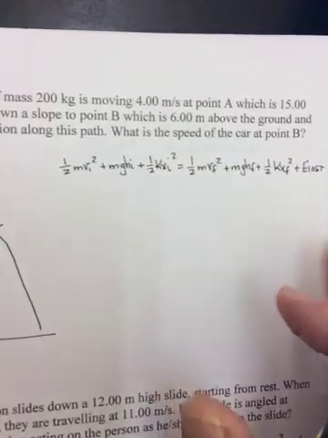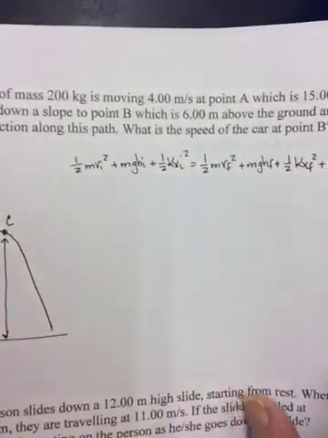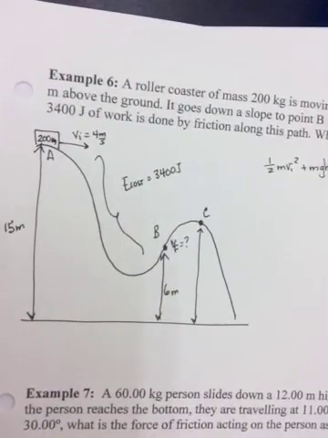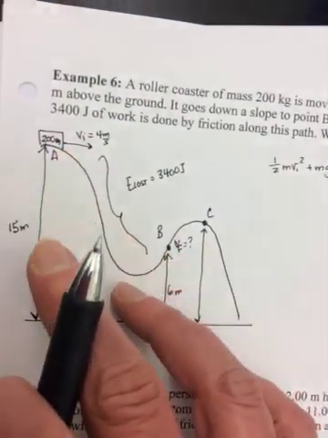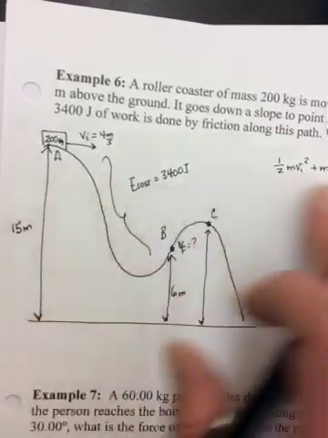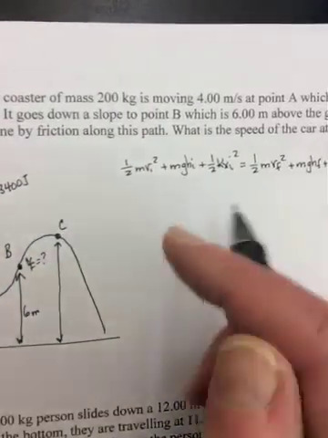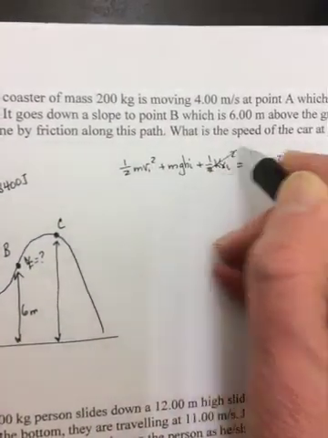So we go to our nice big equation and we say, okay, here at the top, initially, does it have a speed? Yes, it does. Does it have a height? Yes, it does. Is there a spring? No, there isn't. So this stays, this goes.